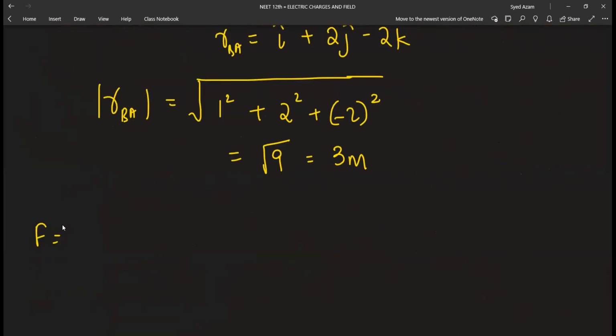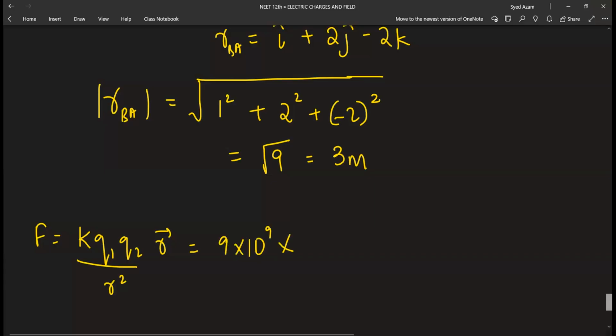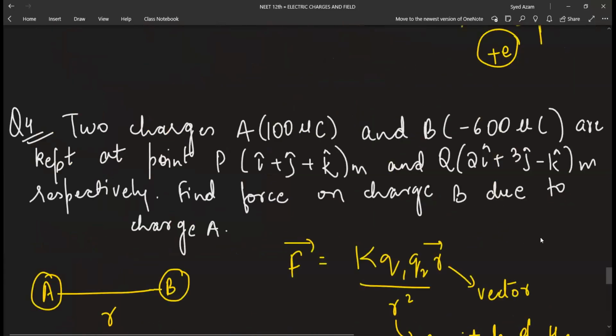Now, see, I have not written the options of this question. Usually, we write the things depending on the option. But see, this is a full-fledged question from the vectors. That's why I just took this. So, this is K Q1 Q2 into R vector divided by magnitude square. Now, you keep on telling me the values. What should I write for K? 9 into 10 to the power 9. And what should I write for Q1? 100 into 10 power minus 6. Okay, and for Q2?